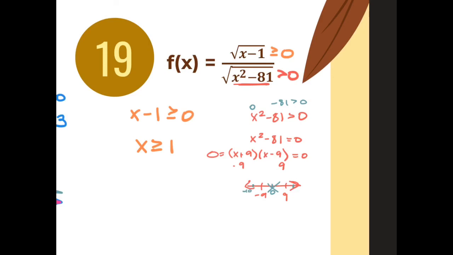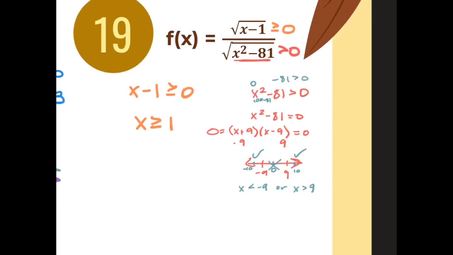Negative 10. So negative 10 would be 100 minus 81. That is greater than or equal to 0. And positive 10 would be 100 minus 81, which also works. So for that part, just the denominator, I would get that x has to be less than negative 9 or greater than positive 9. Now, because all of those have to work, I'm going to plot all 3 parts on my graph.